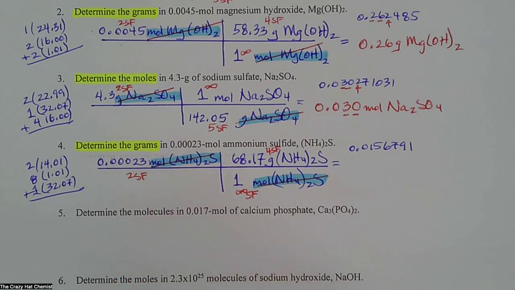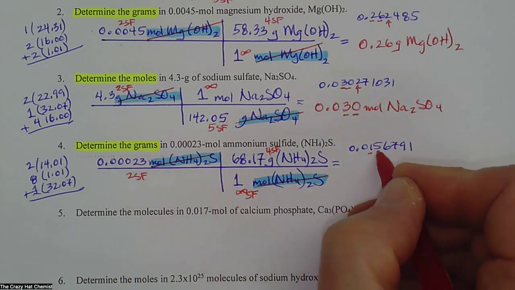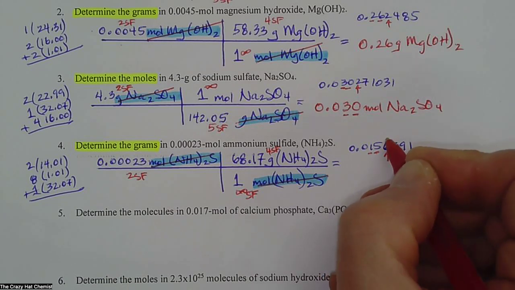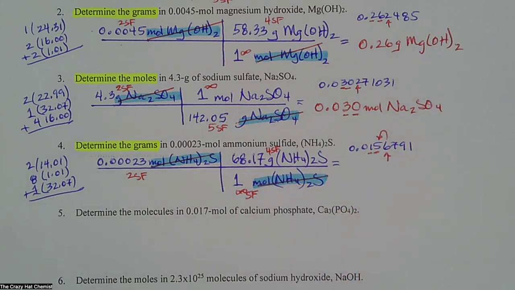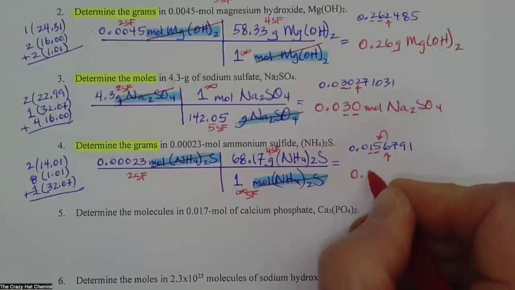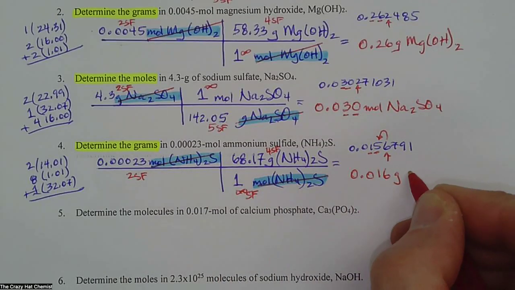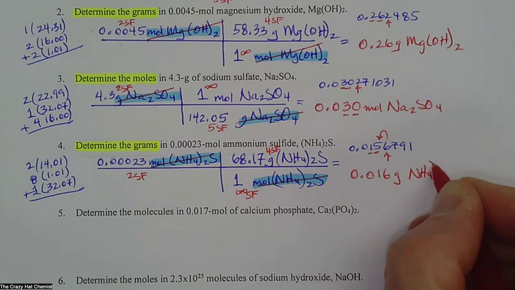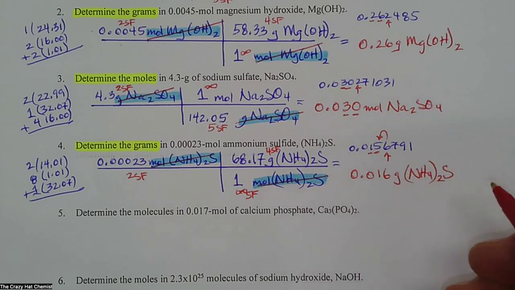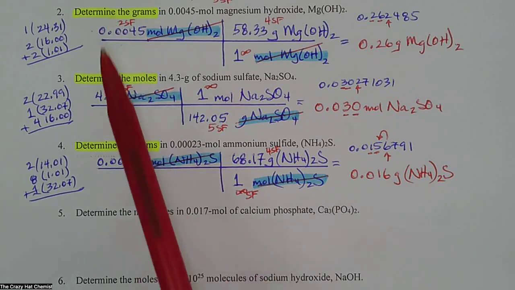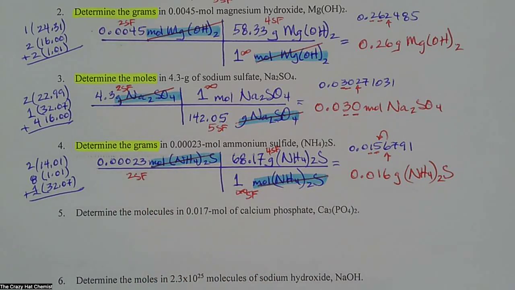You should see a theme in this worksheet here. 1, 2. I'm rounding with that 6. That's 5 or greater. I'm going to add 1 to the preceding digit. So I'll have 0.016. The units are grams. The formula is NH4, parentheses 2, and an S. Perfecto. And you should see that problem number 2 and problem number 4 are very similar in their nature.